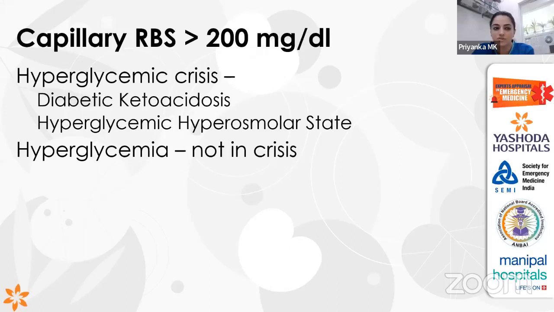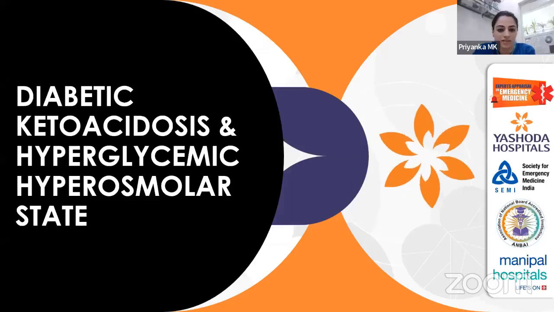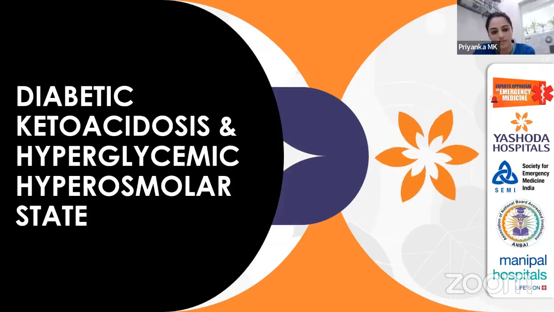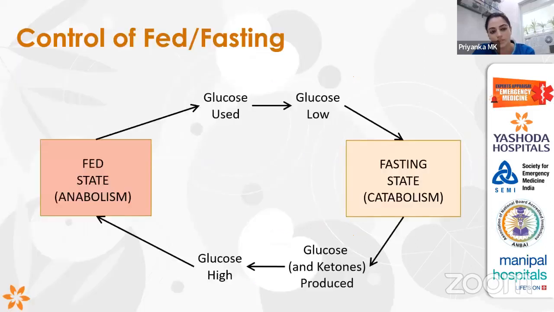I'll try to combine both diabetic ketoacidosis and HHS together, because the presentations are different, but the management is more or less the same with slight differences in them. Before I go into them, you need to know the basic fundamental of what is fed and what is fasting. So now in normal metabolism, we use glucose. And once you use glucose, the glucose in the body becomes low. So then you get into what is called the fasting state or the catabolic state.